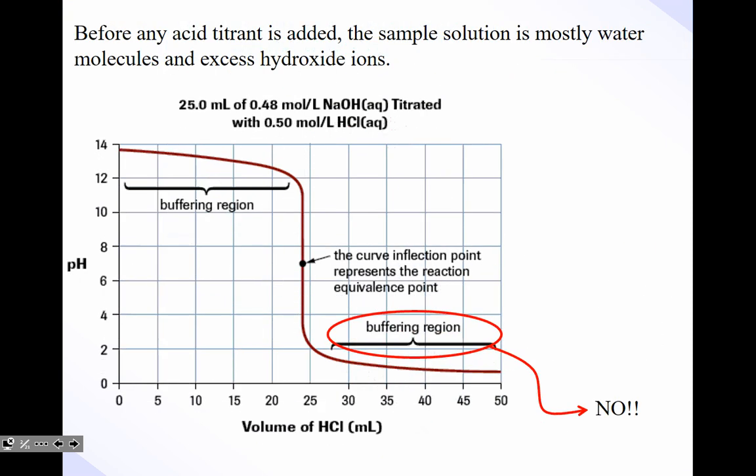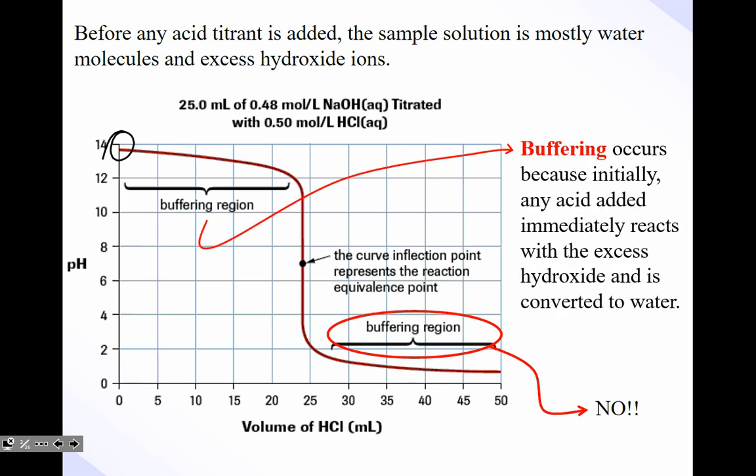It's maintained. So before any acid titrant is added, the sample solution is mostly water molecules and excess hydroxide ions, because the sample is a strong base. We're starting off with a strong base, right? So in that strong base, you have mostly water plus excess hydroxide ions. Buffering occurs because initially any acid that's added immediately reacts with the excess hydroxide and is converted to water. So as I'm adding 5 milliliters, 10 milliliters, 15 milliliters of the acid, there's no change. It's pretty much the same, okay?